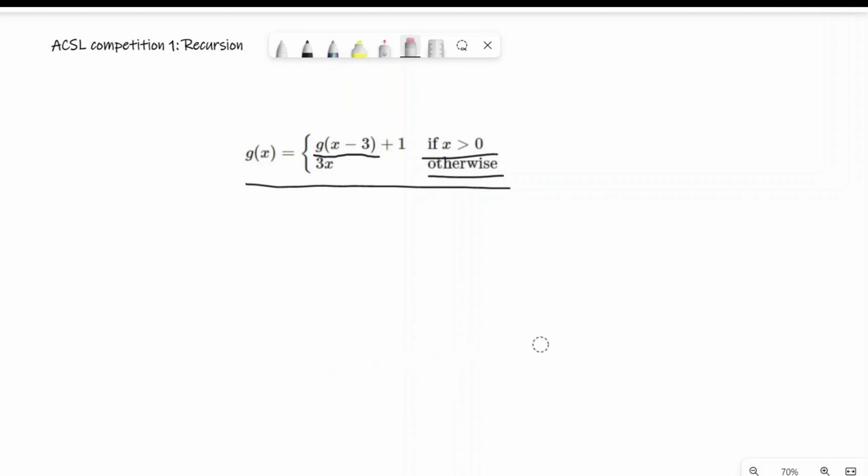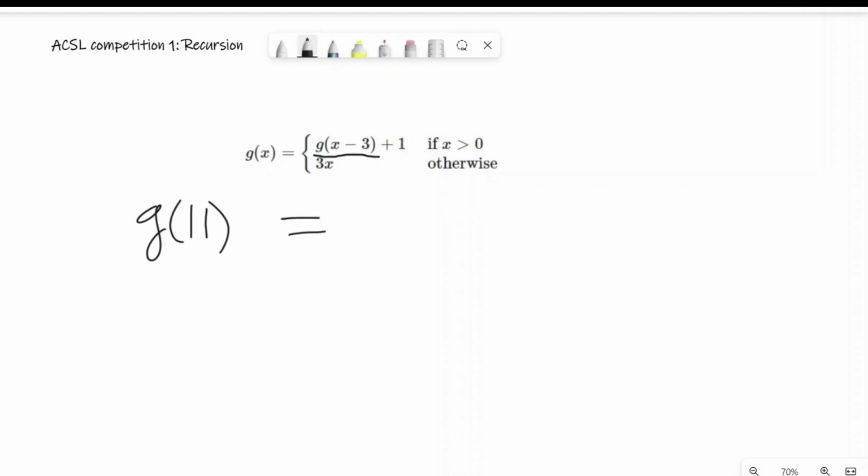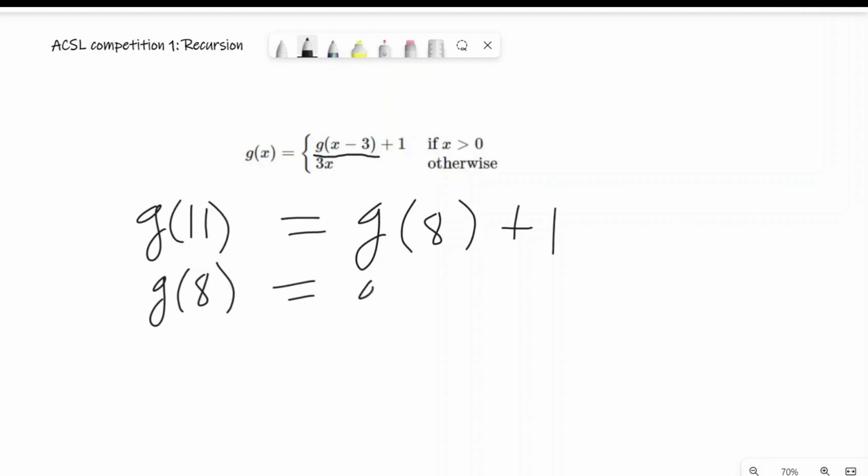So if we look at this example here, if they want us to find what g of 11 is, how would we do this? Obviously 11 is greater than 0, so it satisfies the first condition. So we would have to use the upper function. So g of 11 equals g of 11 minus 3, which is 8, plus 1. Now we have to find what g of 8 is. G of 8, also still greater than 0, equals g of 5 plus 1.